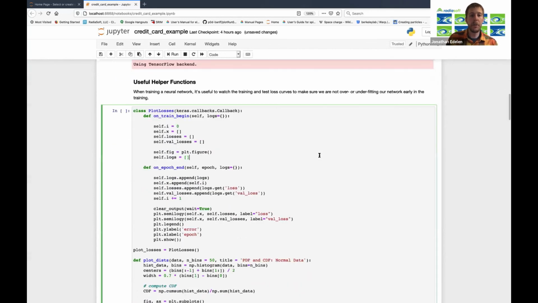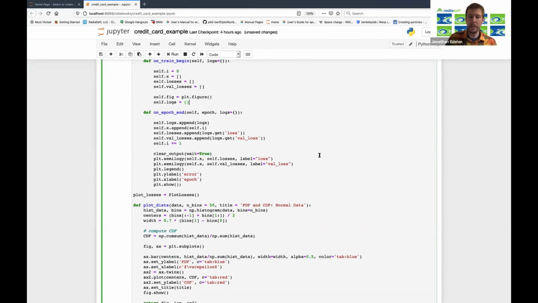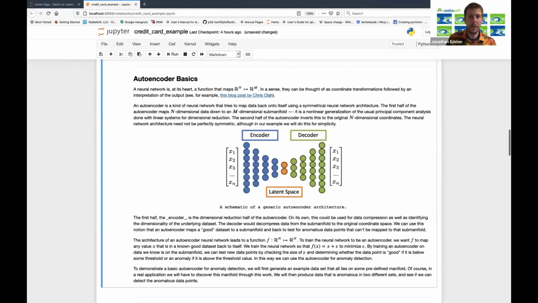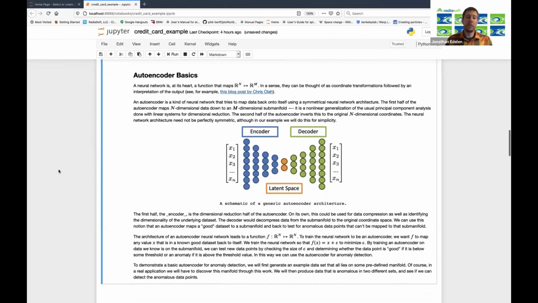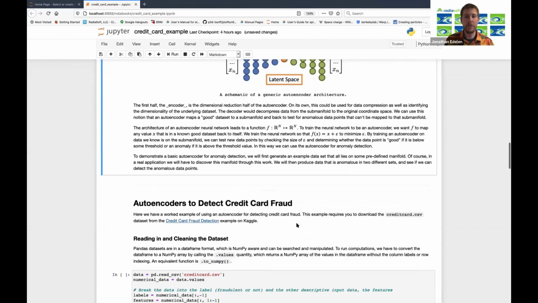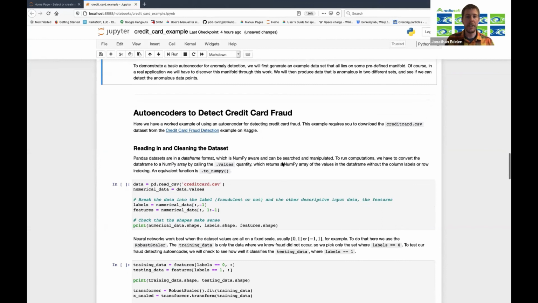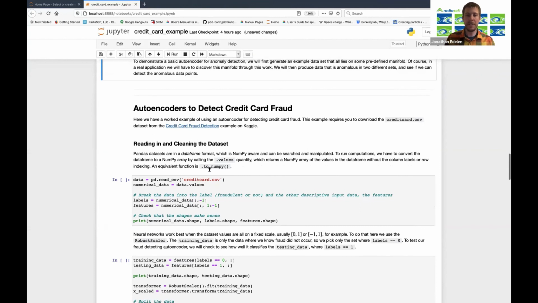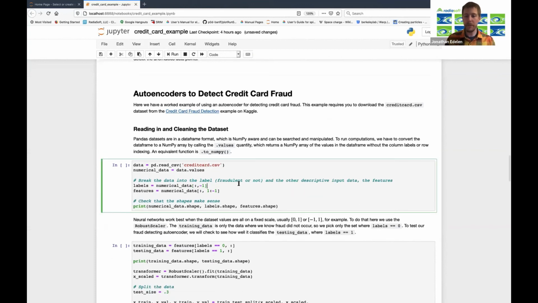These are just some helper functions for plotting. I'm not going to go into details here. In the notebook, we provide some descriptions about autoencoders, links to some blog entries, and the schematic from the talk, just to help visualize things. And then the data set for this credit card fraud detection is from a Kaggle competition. So the data set is available. It's easy to get and import.